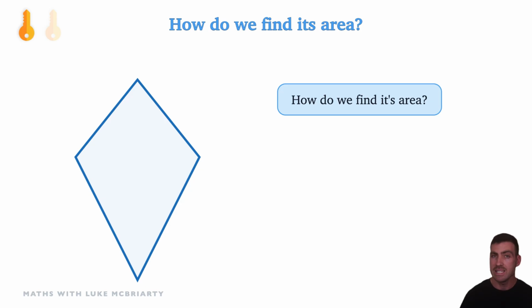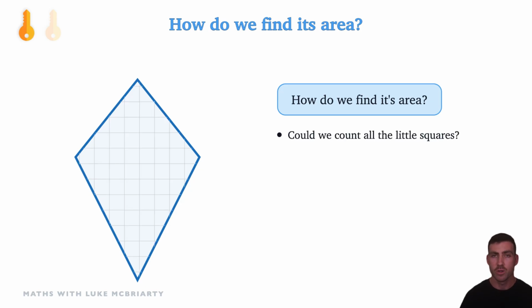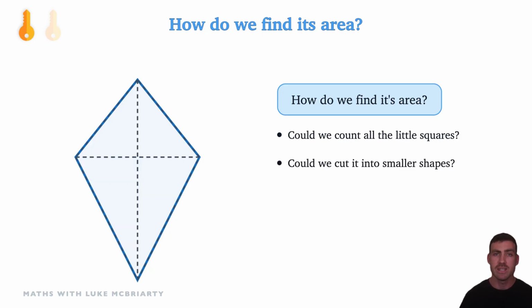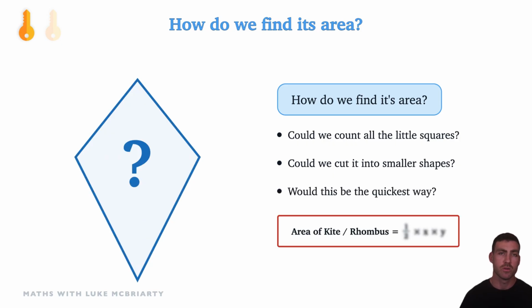This is a completely different shape. Could we count all the little squares? Maybe, but that would take a long time. Could we cut it into smaller shapes? Perhaps, but would that always be the quickest method? Before we answer these questions, let's look at the shape.